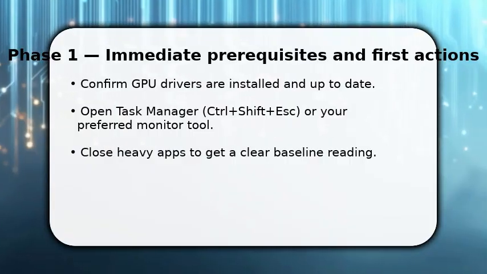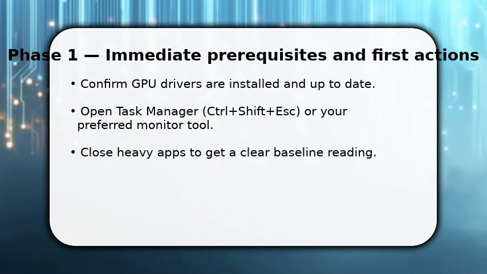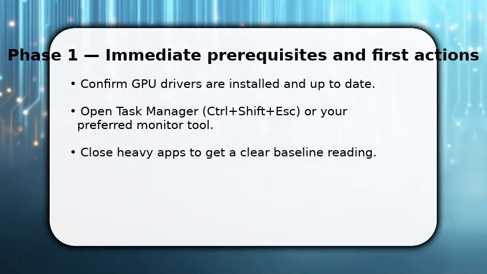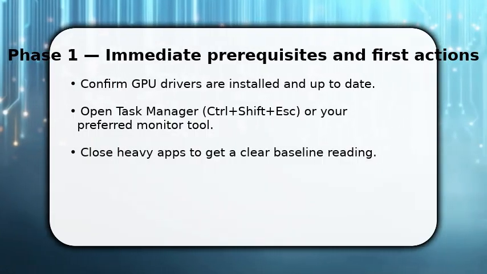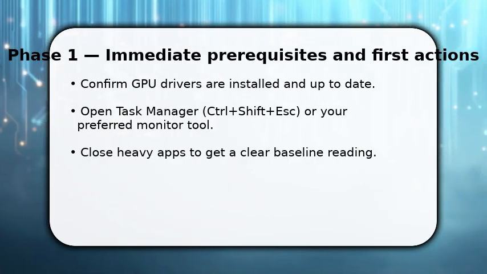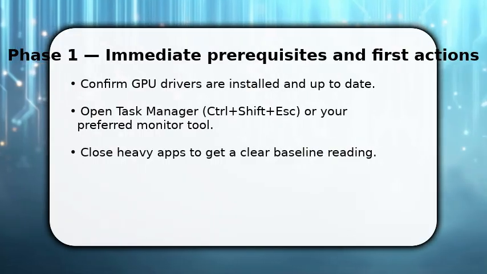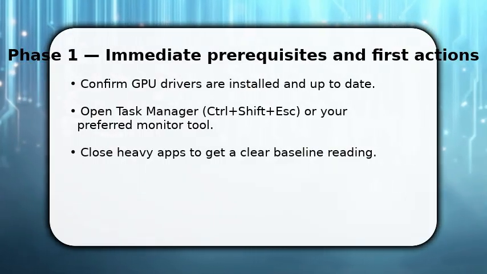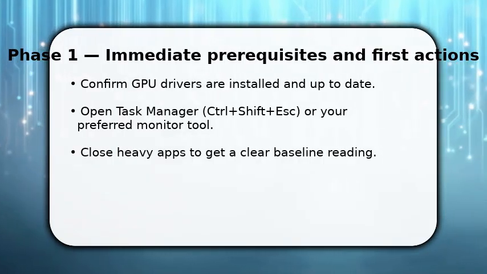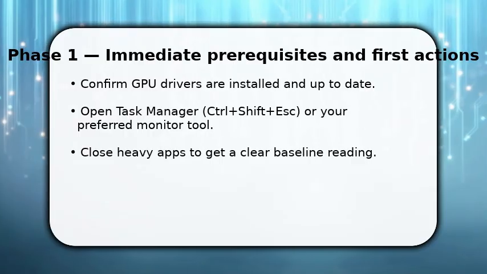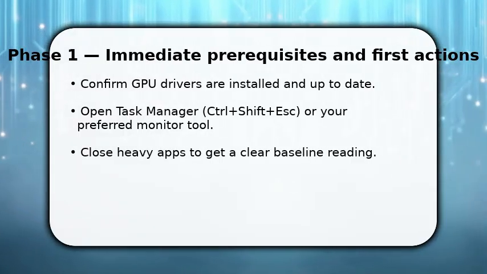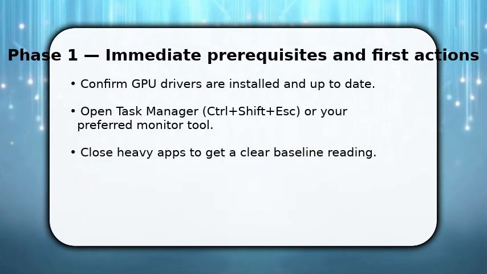You start by ensuring drivers are current. This prevents false readings. Open Task Manager now with Control plus Shift plus ESC, or launch a dedicated monitor like MSI Afterburner. Once done, close big applications so the GPU baseline is visible. That helps you spot changes. Make sure to run the monitor as administrator when asked, because elevated access reveals per-process GPU use. You're initiating telemetry. This first step gets everything ready for accurate, real-time observation.